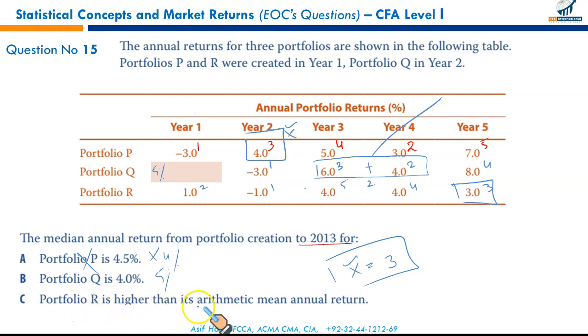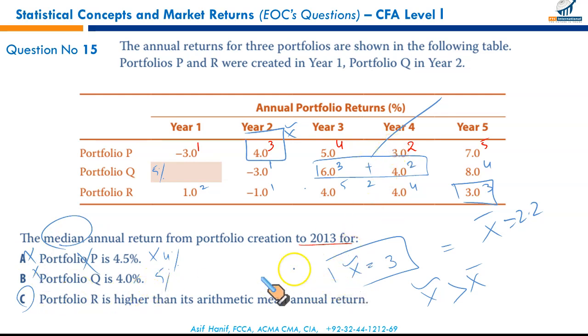It says the median of portfolio R is higher than its arithmetic mean. We have to calculate the mean also. For the mean, you add all these: 1, minus 1, 0, 4 plus 4, 8, 8 plus 3, 11. 11 divided by 5 is 2.2. So the mean is 2.2. As per the last option C, the median is higher than the arithmetic mean. Yes, it makes perfect sense. 3 is greater than 2.2. So that makes C the correct option. Even if you had cancelled out A and B, C wouldn't have required this much effort. You could have selected C straight away. And C it is.